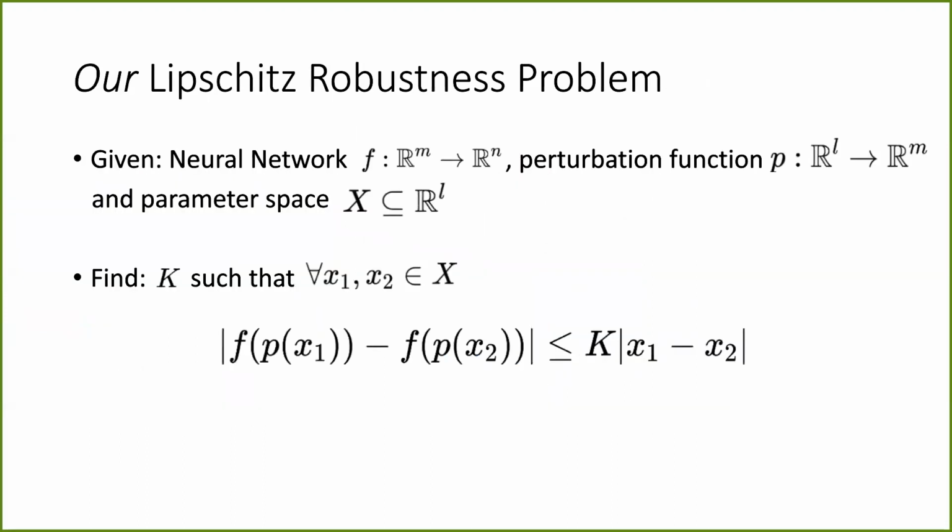Stated more formally, for a neural network F, a perturbation function P, like rotation, and a set of parameters X governing the amount of perturbation, like the angles, we want to find a local Lipschitz constant that bounds the change in output of the neural network over that range of perturbation values.